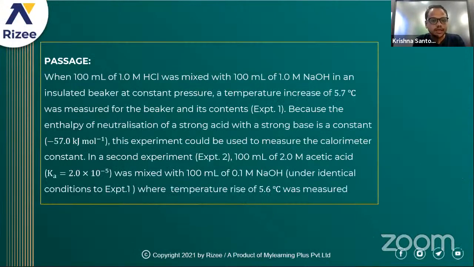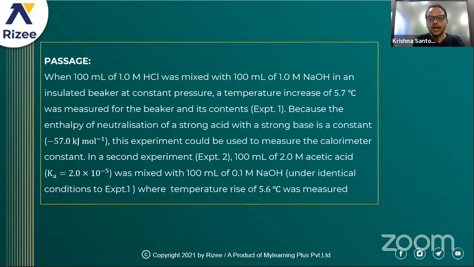Okay, next is a passage. When 100 ml of 1 molar HCl was mixed with 100 ml of 1 molar NaOH, the neutralization reaction is this one, in an insulated beaker at constant temperature. A temperature increase of 5.7 degrees centigrade was measured for the beaker and its contents. So this is experiment 1, where strong acid and strong base are mixed. Generally, for 1 mole of strong acid and 1 mole of strong base, you will take the delta H value as 57.